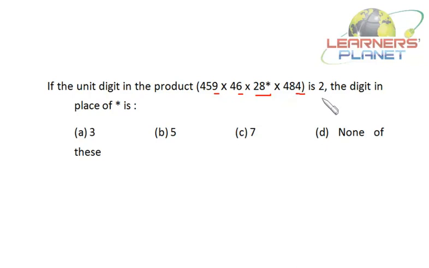So the number in the option should be such that if I multiply that by 6, I'll be getting 2 at the units place. So 6 into 3 is 18, no. 6 into 5 is 30, no, but 6 into 7 will produce 42, and I'll be getting 2 at the units place. So 7 is the correct choice in these options. Another option can be 2 also, because 6 into 2 is also 12, but 2 is not there in the options, so we'll choose 7. I hope you are clear about the problem.